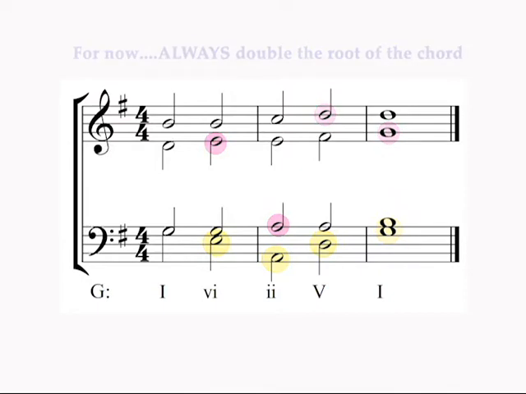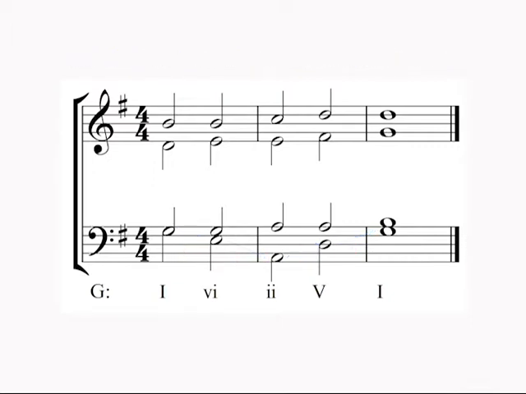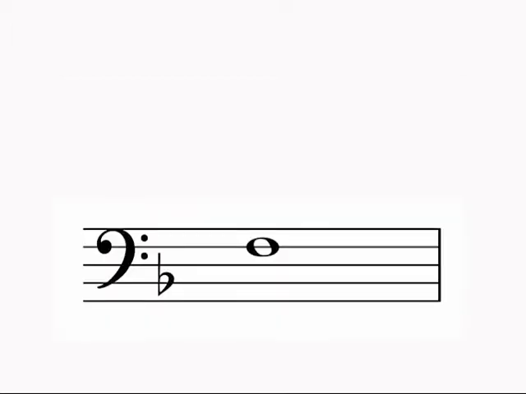Another secret to good part writing is to always be aware of the intervallic relationships that connect the root of each chord. This is always found in the bass when we use root position triads. When writing in root position triads, we rely on 3 different formulas that cover all root motion.